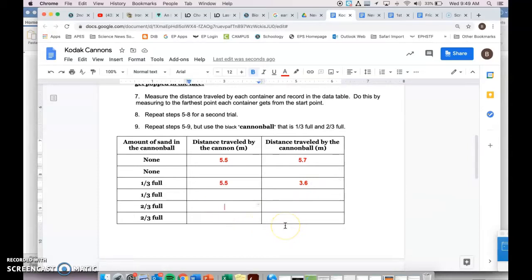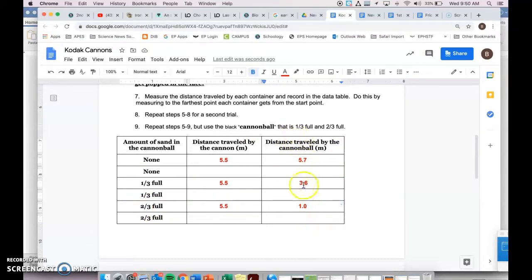And now when it's 2/3 full, we get 5.5 meters again by the cannon. So the cannon travels the same distance every time. That kind of makes sense, doesn't it? Because it would be the same amount of force each time on the same amount of mass, because it's always 1/3 full and we add a 1/4 Alka-Seltzer tablet to it. And then we get 1.0 meters by the cannonball when it's 2/3 full of sand.